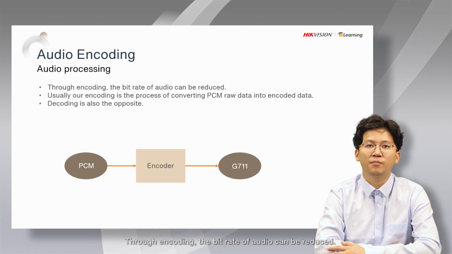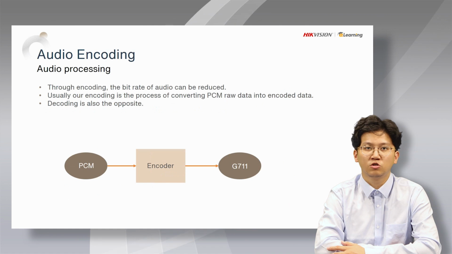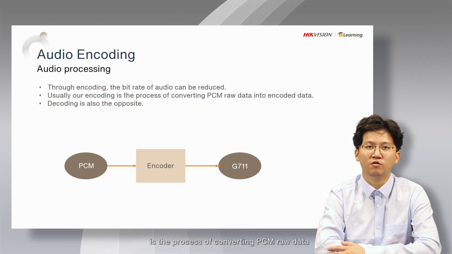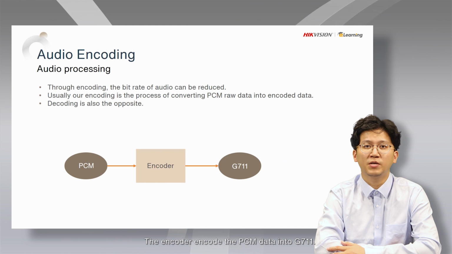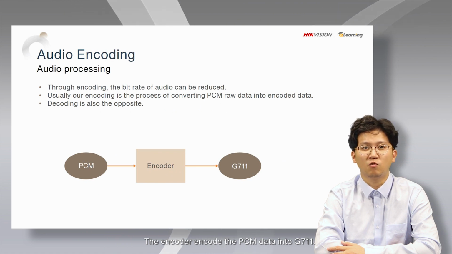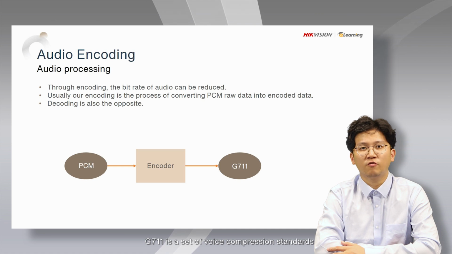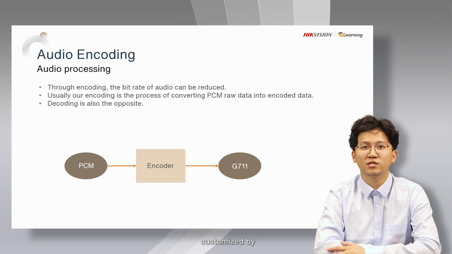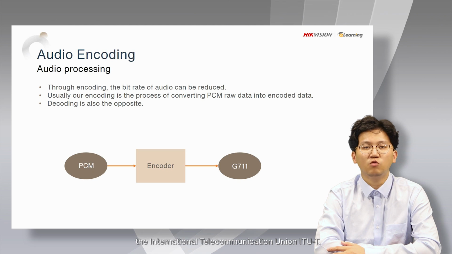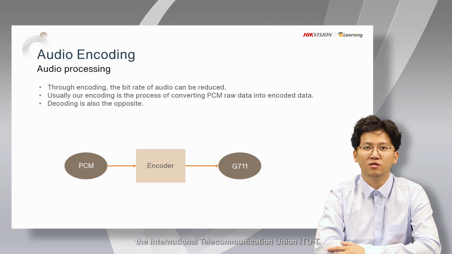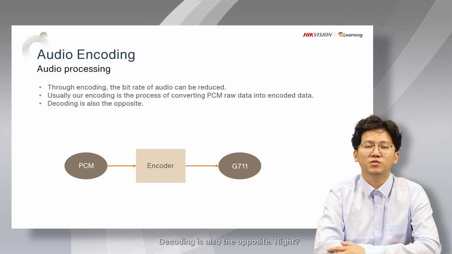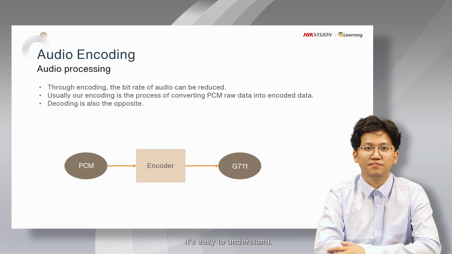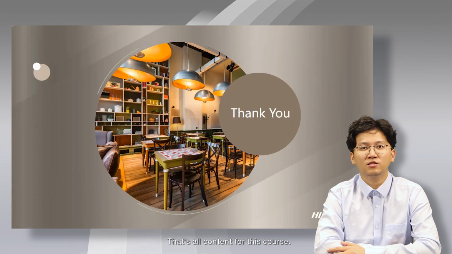So through encoding, the bit rate of audio can be reduced. Usually encoding is the process of converting the PCM raw data into coded data. Like the example down below, the encoder encodes the PCM data into G711. G711 is a set of voice compression standards customized by ITU-T. It represents the PCM sampling standard, which is mainly used for telephone. Decoding is the opposite, right? It's easy to understand.